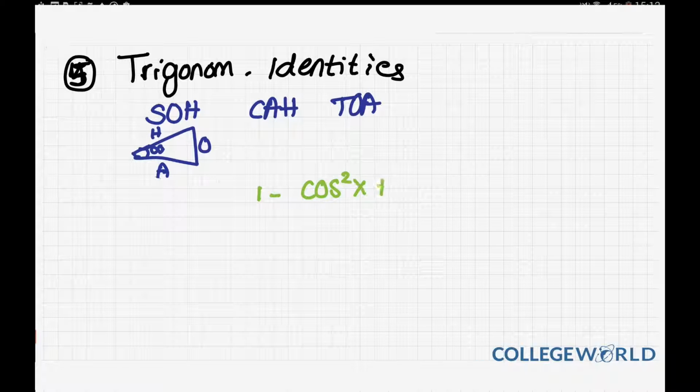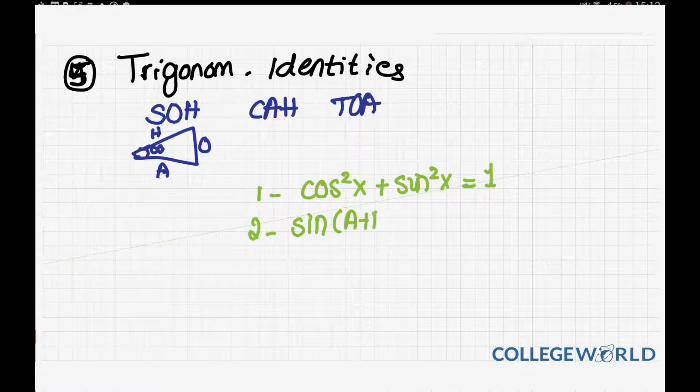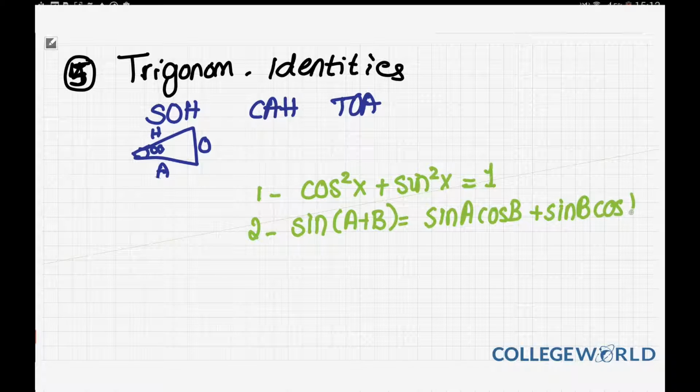Here we go. This is the addition one, which is sine(A plus B) is sine A cosine B plus cosine A sine B. Note that this one is usually given in your booklet actually. And then your cosine(A plus B) is going to be cosine A cosine B minus sine A sine B.